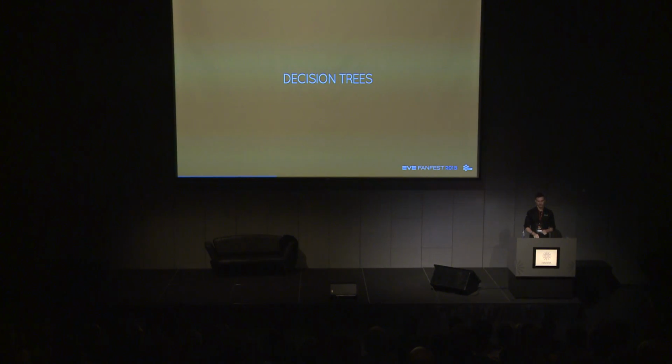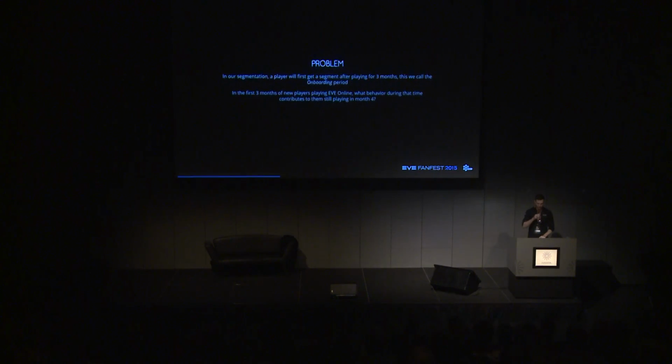Next is decision trees. In our segmentation, a player will first get a segment at the first 3 months of playing. This we call the onboarding period. In the first 3 months of new players playing EVE Online, what behavior during that time contributes to them still playing in month 4?